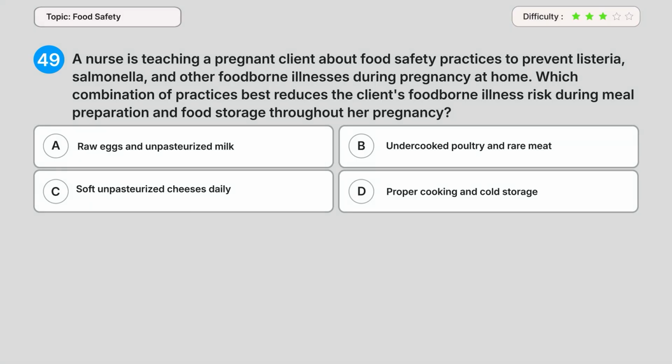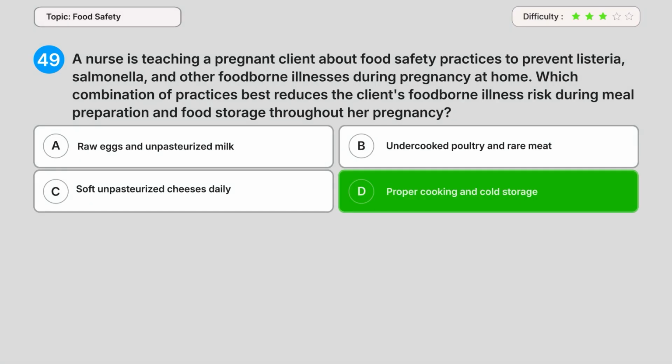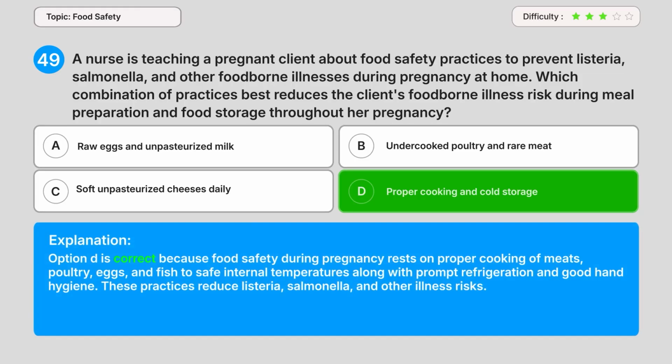Correct answer, D. Proper cooking and cold storage. Explanation. Option D is correct because food safety during pregnancy rests on proper cooking of meats, poultry, eggs and fish to safe internal temperatures along with prompt refrigeration and good hand hygiene. These practices reduce listeria, salmonella and other illness risks.